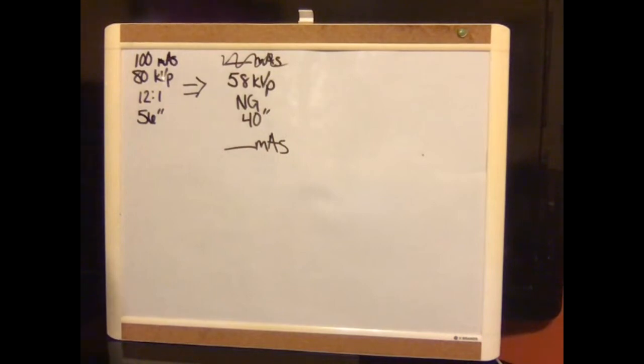Okay, first change. We're going to go from an 80 kVp technique to a 58 kVp technique. Now, you can math this. I know that 15% of 80 kVp is going to be 12 kVp. If we take 80 minus 12, we get 68, which is not 58. So it's more than a 15% decrease in the technique.